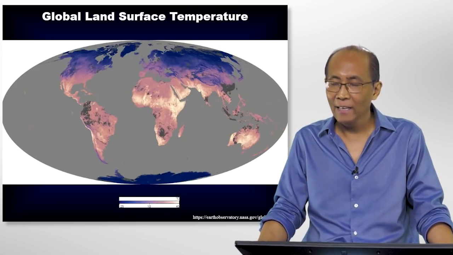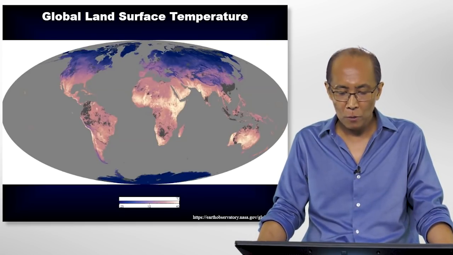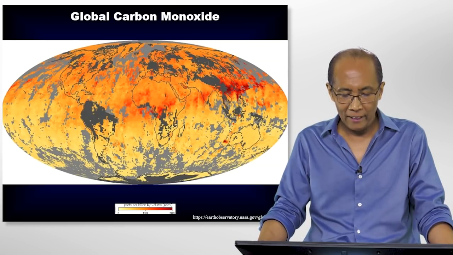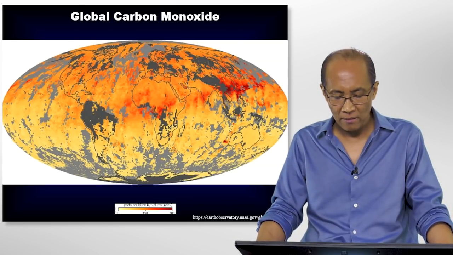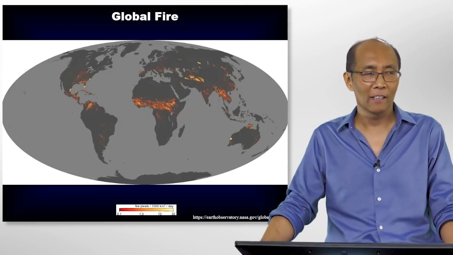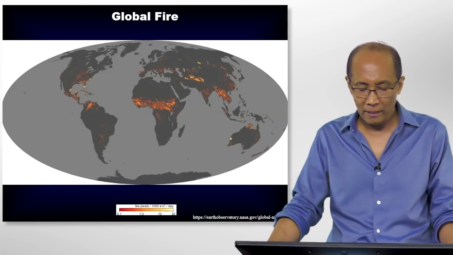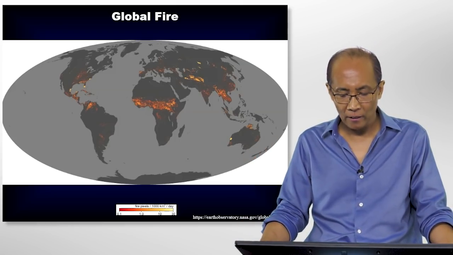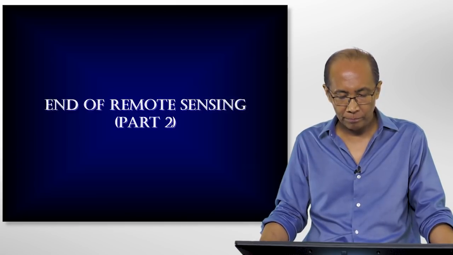And this is global land surface temperature. You can see which part of the world is warmer. And then you can see global carbon monoxide. This is global fire, where the wildfires occur across the globe.